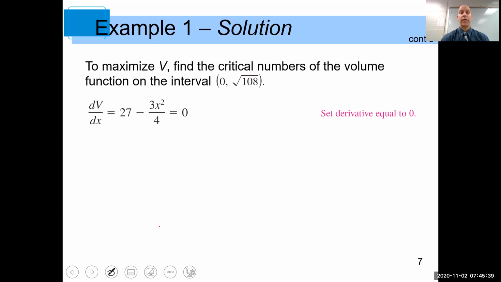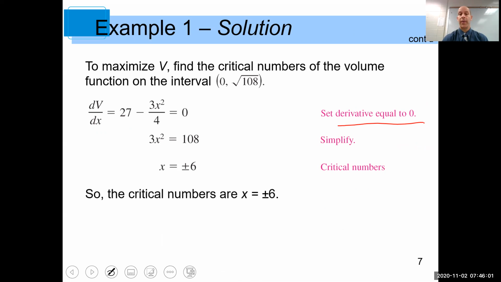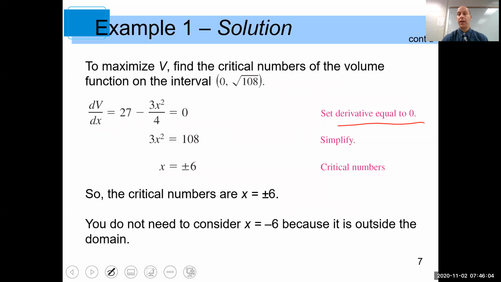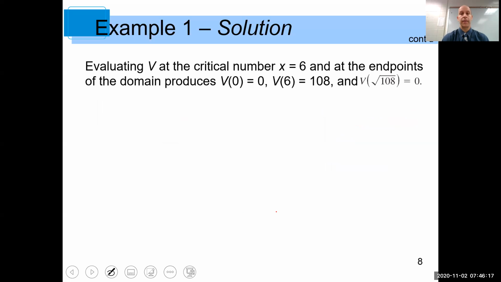All right, so let's go and take the derivative on both sides of this equation. dV/dx turns out to be (27 minus 3x squared) over 4. We want to set that equal to 0. We don't need to worry about setting it to undefined in this problem. So now we're going to simplify, and we get two critical numbers: x equals plus or minus 6. Please keep in mind that we just talked about the feasible region being 0 to the square root of 108. So we can discard negative 6. That can't be part of our solution. You can't give a length of -6.